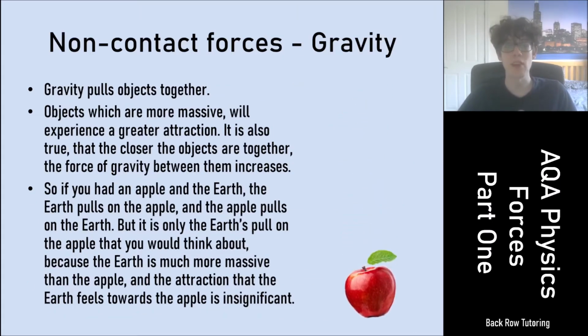So gravity pulls objects together. Objects which are more massive, though, will experience a greater attraction. It's also true that the closer the objects are together, the more the force of gravity between them increases. So if you had an apple, the earth pulls on the apple, and the apple also pulls on the earth. But it is only the earth's pull on the apple that you would think about, because the earth is much more massive than the apple, and the attraction that the earth feels towards the apple is completely insignificant.